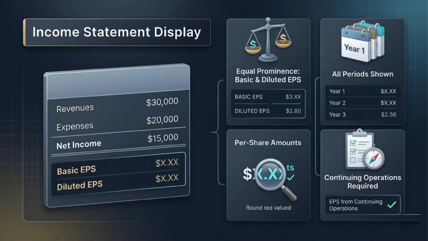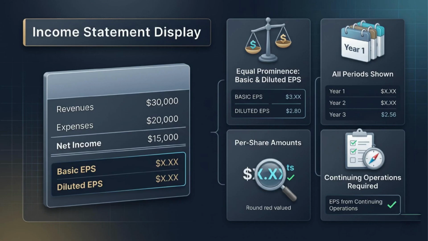EPS is also a presentation topic, not just a calculation topic. Public entities present EPS with high visibility on the income statement. Basic EPS and diluted EPS, when required, must be shown with equal prominence. EPS is also presented for all periods shown, so comparative statements require comparative EPS information.